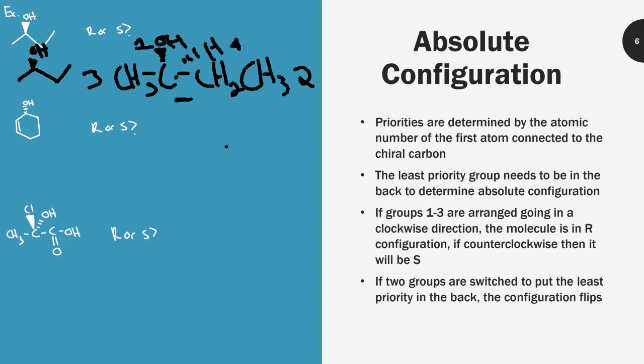Okay, so your least priority group is already in the back, so we can go ahead and rotate. So from 1 to 2 to 3, is that clockwise? Yeah, clockwise, which is our R configuration. Okay.